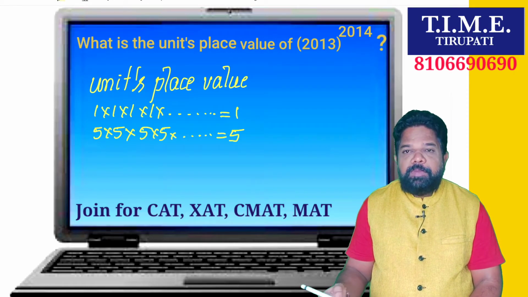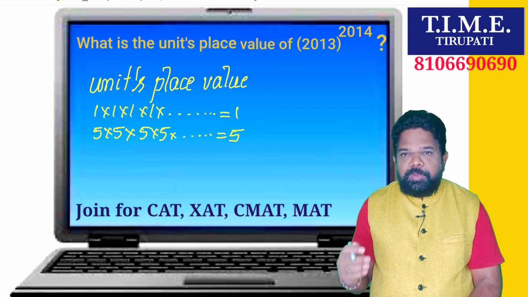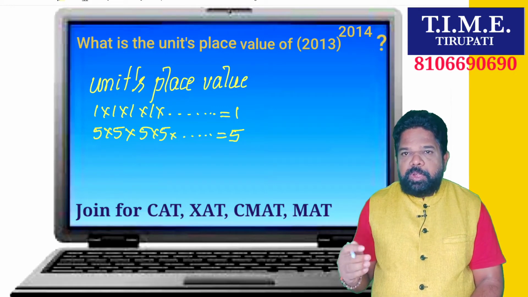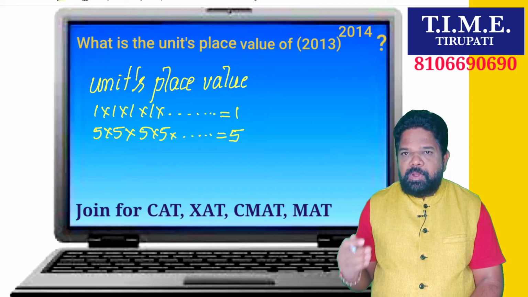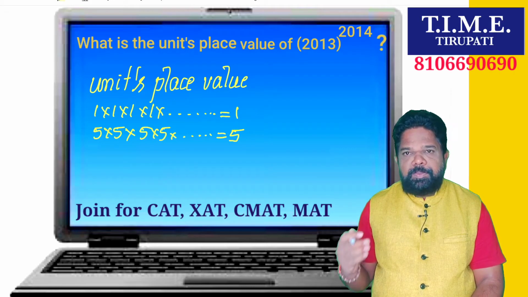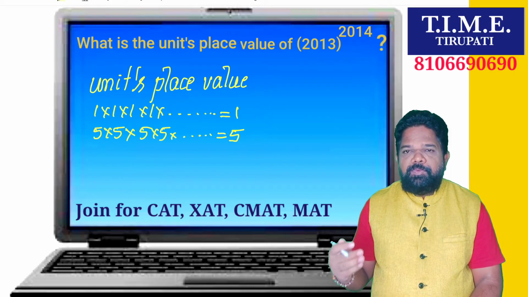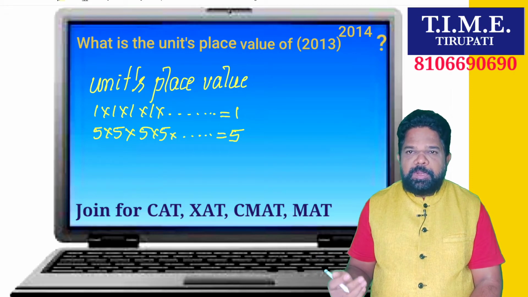Why? 5 into 5 is 25, in 25, 5 is the units place value. 25 into 5 is 125, in 125 also 5 is the units place value. 125 into 5 is 625, in 625 also 5 is the units place value. 625 into 5 is 3125, again 5 is the units place value. Just like that, if you multiply infinite number of times, you get 5 as units place value.